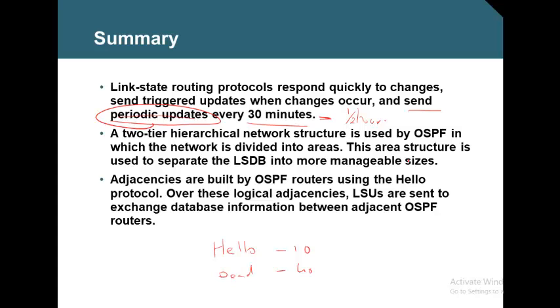Whenever there is a change, they immediately send the change information. That is good. On top of that, to guarantee everyone is fully synchronized, every 30 minutes this is also done: periodic update, sending DBD, database description, which is nothing but the LSDB's summary. Link state routing protocol responds quickly to the change by sending a triggered update as soon as the change occurs, and it also sends the periodic update every 30 minutes. Important.